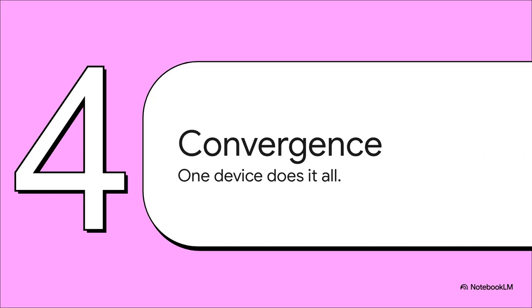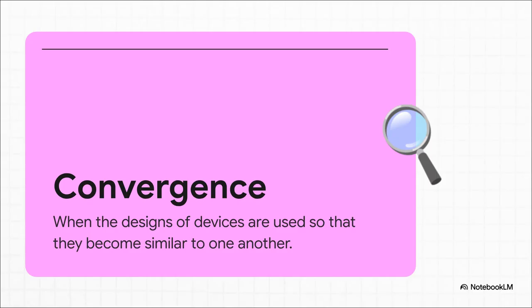Okay, now for a really key idea, something that ties all of this together. As tech gets better, devices don't just improve. They start to steal features from each other. The lines between them get really, really blurry. And there's a name for this. It's called convergence. It's just a fancy term for when different technologies all merge together into one single gadget.